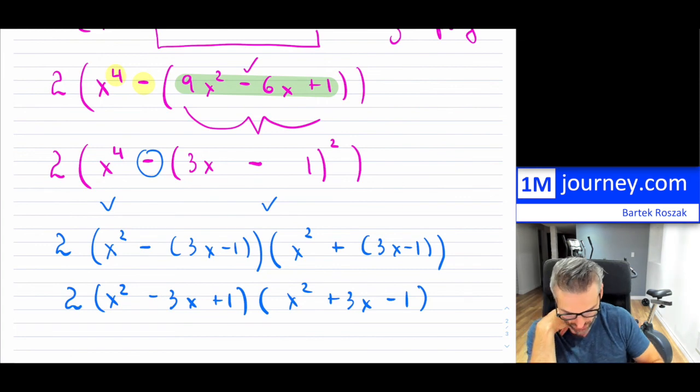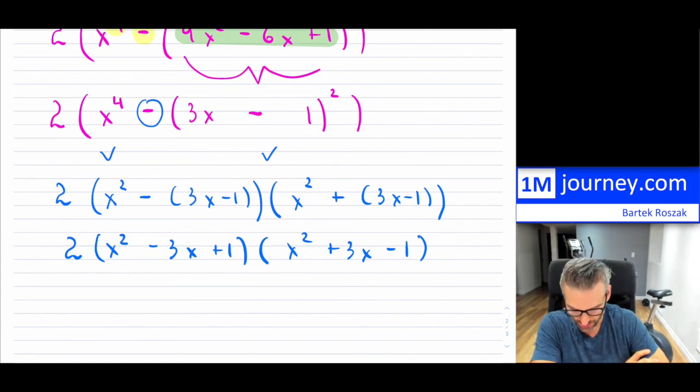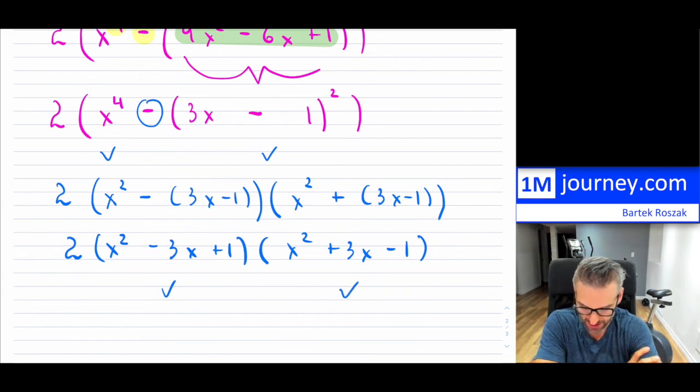And that's the 2. So those are your factors. Now you might think, okay, maybe the x squared minus 3x plus 1 is also factorable, or the x squared plus 3x minus 1. So these two terms, maybe you can factor these out. Unfortunately, they're not perfect squares at all.